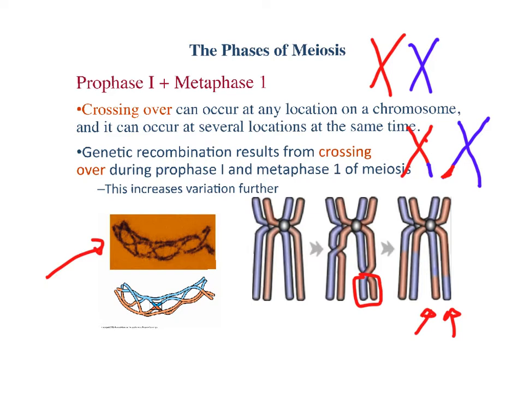And what this does is it separates traits. Let's pretend eye color is up at the top and hair color is at the bottom. Now you have chromosomes with mixes of your mom and dad's eye and hair color through this process of crossing over. This is one of the things that makes variation in sexual reproduction.